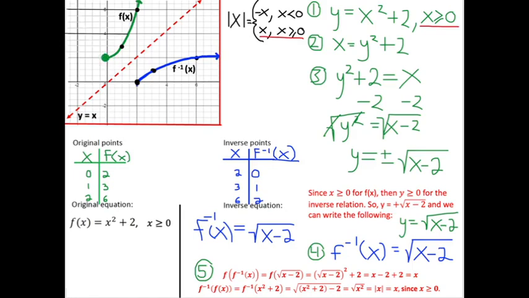But notice here that the range for f of x is from 2 to infinity, or we can say that y is greater than or equal to 2. And while the domain of f inverse of x is from 2 to infinity, or we can say x is greater than or equal to 2. So the range and domain switch there as well, you can see. So in this case, the range of f of x became the domain of f inverse of x. But that will always be true for inverse functions. So let's go ahead and add that as an important note.